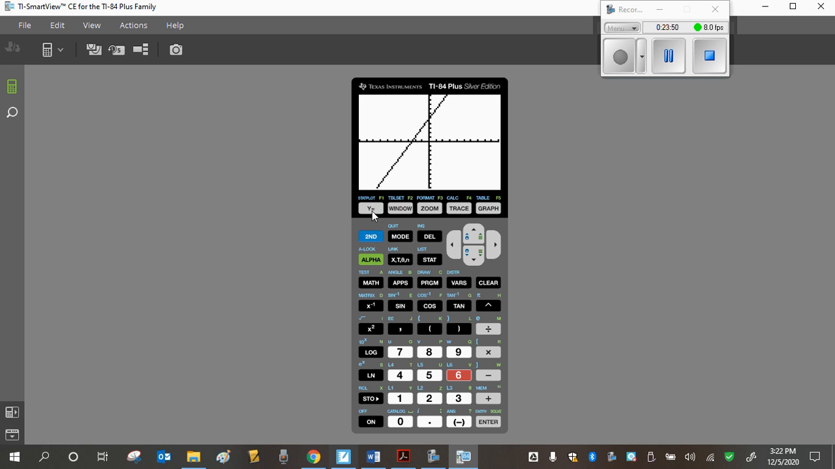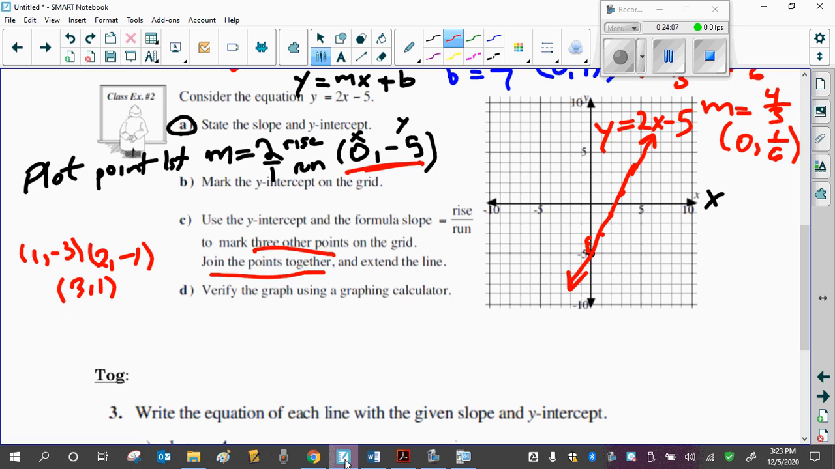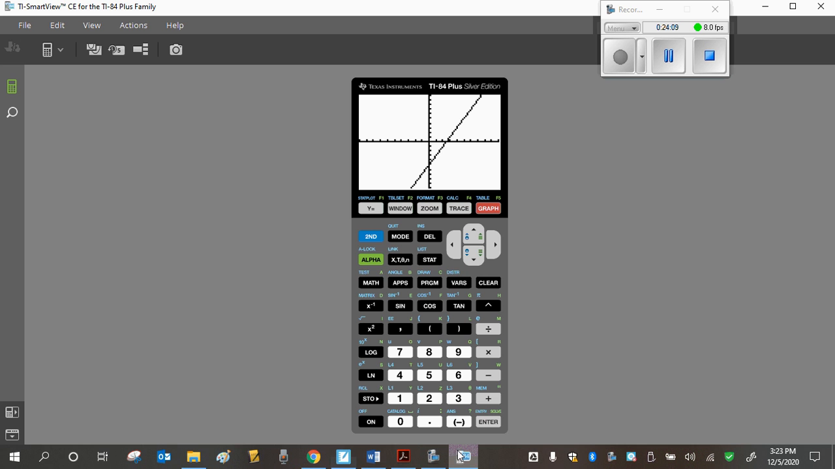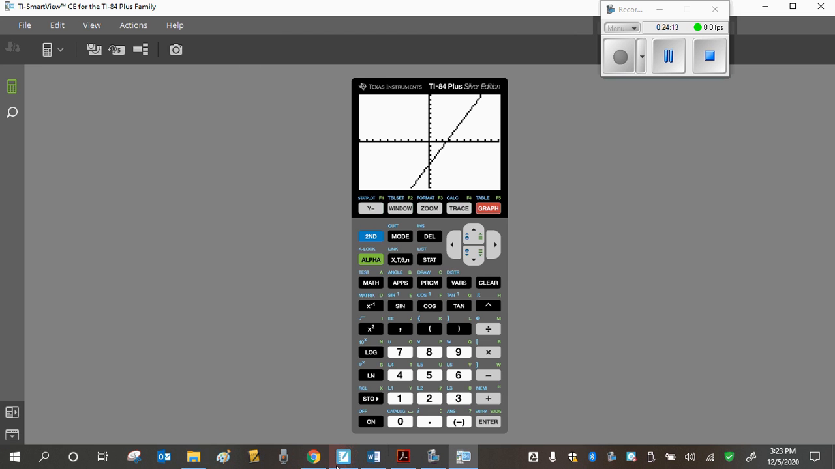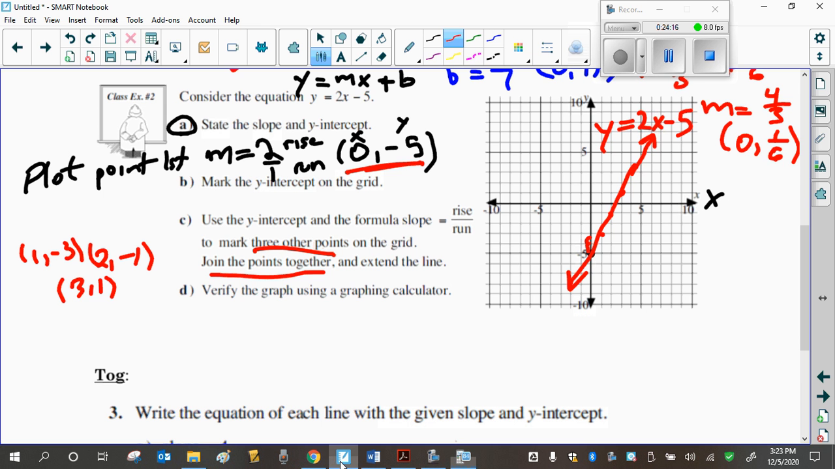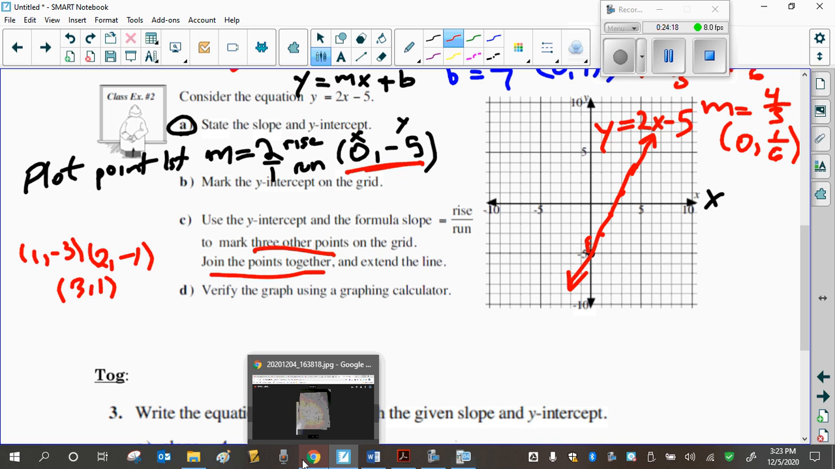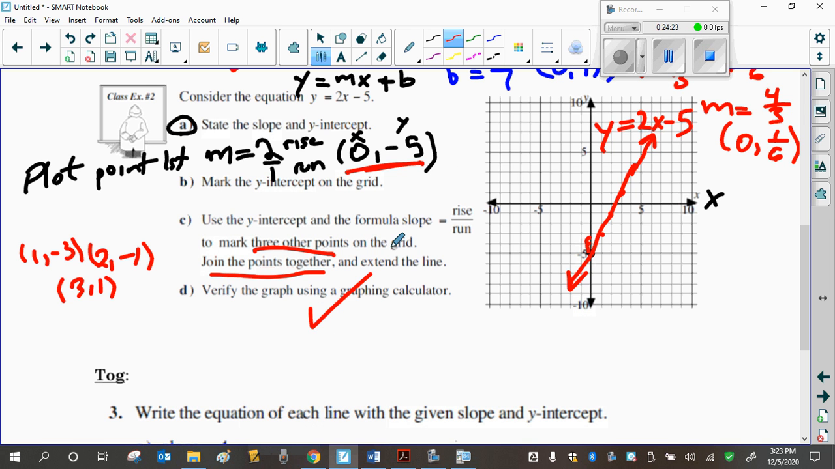Oh, that's not it at all. 2x is supposed to be subtract 5? Yep, my bad. 2x subtract 5. So that's good. Something was wrong. I'm glad it was my calculator. So we did our work right, and there we go. And so that looks like that. All right, good work. I like it. Next.